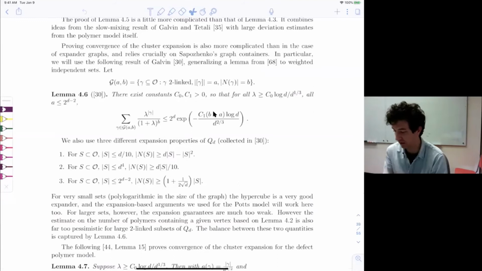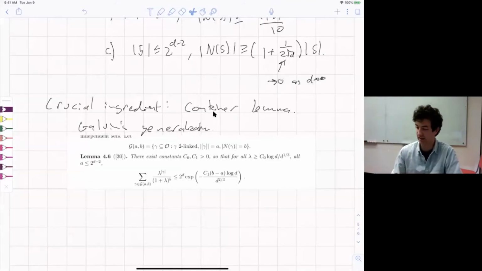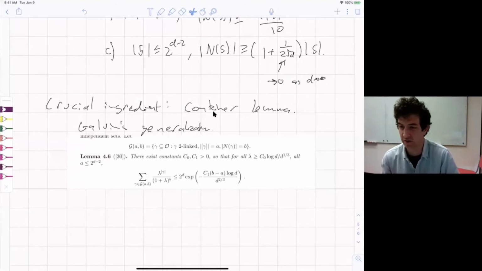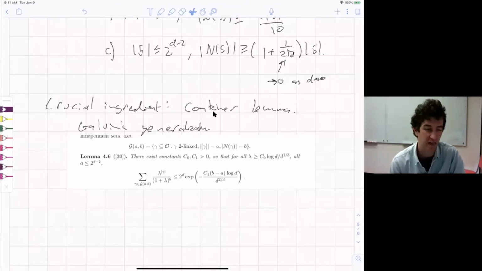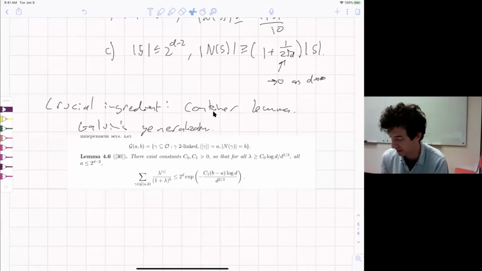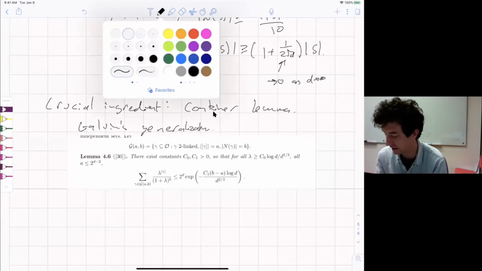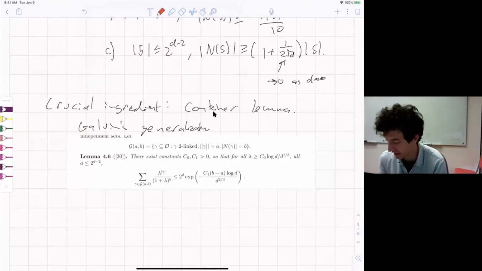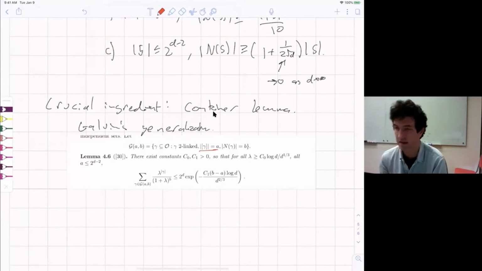Okay, so it's not so important to understand exactly what this is saying, but this is literally from Galvin's 2011 paper. He was not trying to say anything about cluster expansion, but it's remarkable how it's exactly what we need. If you're familiar with containers, this will be familiar, but this set G_AB is all polymers. They're subsets of odds, they're 2-linked, so that their closure has size A and their neighborhood has size B. And then what is the bound?